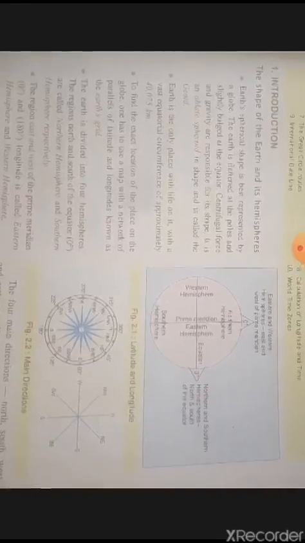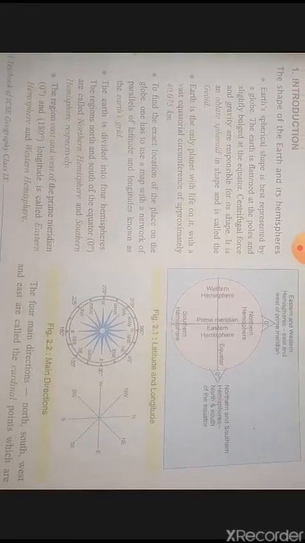In our past classes, we have already studied about the shape of the earth. The earth is flattened at the poles and slightly bulged at the equator. It is an oblate spheroid in shape and is called the geoid. The earth is divided into four hemispheres. The regions north and south of the equator are called northern hemisphere and southern hemisphere respectively. The region east and west of the prime meridian longitude is called eastern hemisphere and western hemisphere.